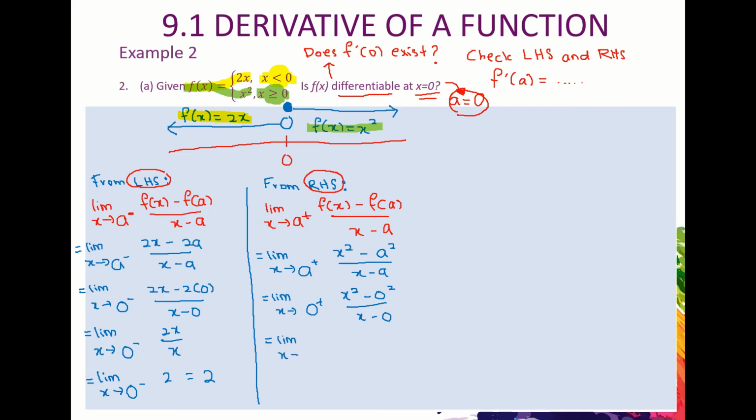So we will end up with x squared divided by x, which is the same as x. So here, since x approaches 0 from the right hand side, this will give you 0 only.